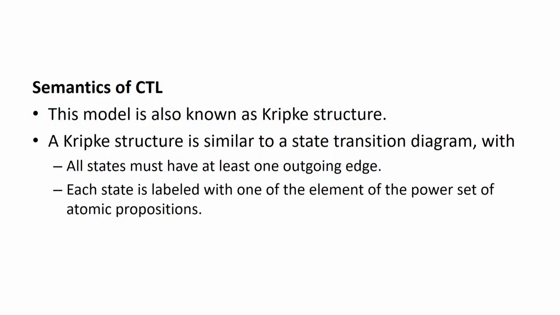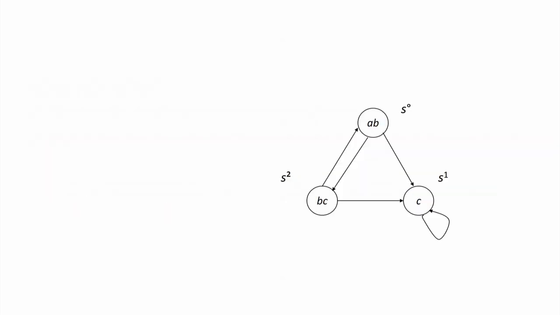Okay. So, these are the two extra things that we are having along with the finite state machine. This model is known as our Kripke structure, and the meaning of a CTL formula is defined in a Kripke structure. Now, this is a simple example, you just see if you look into it. Now, what does it mean?